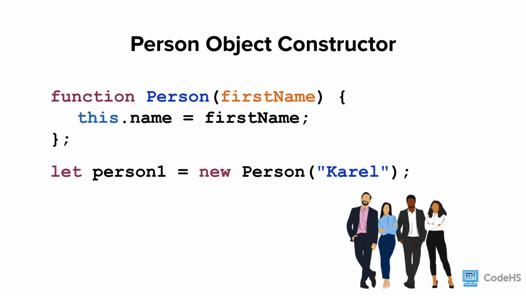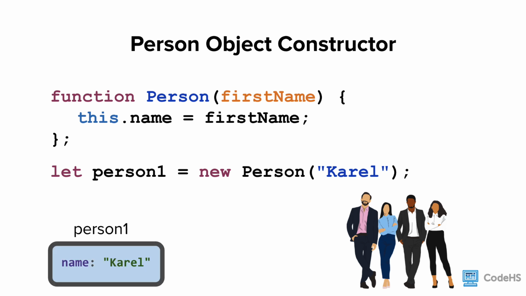The important part here is the new keyword. We're basically saying the Person function is an object constructor, and we want to create a new instance of a person object. This calls the Person function, constructs the object with all of the defined properties and methods, and automatically returns it without needing a return statement in the function. We now have an instance of a person object stored in the person1 variable. This object has the name property with Carol as the value.